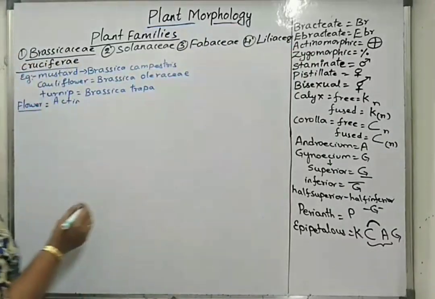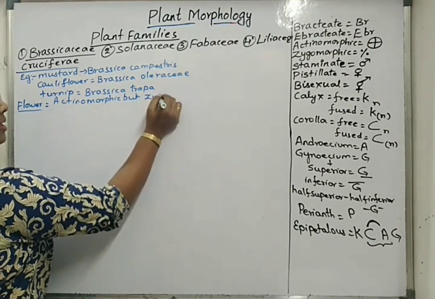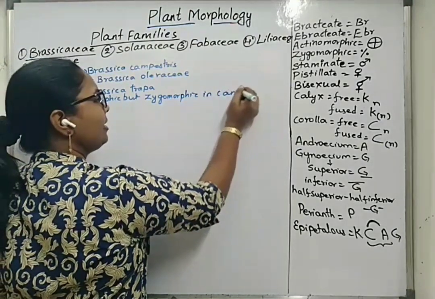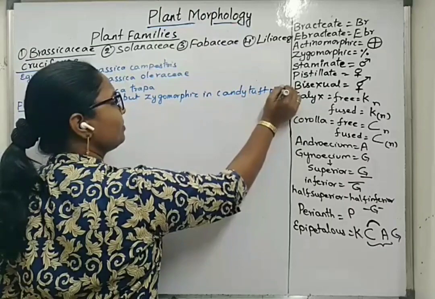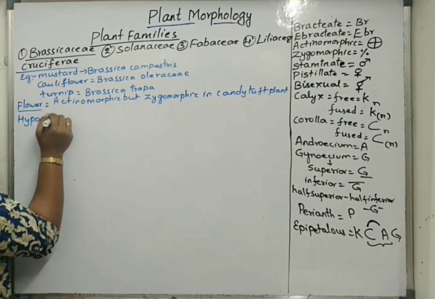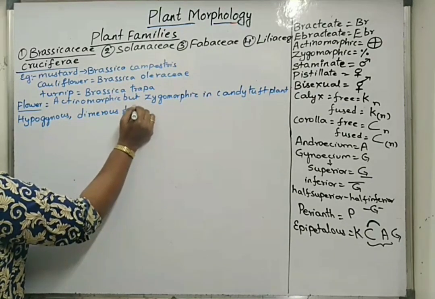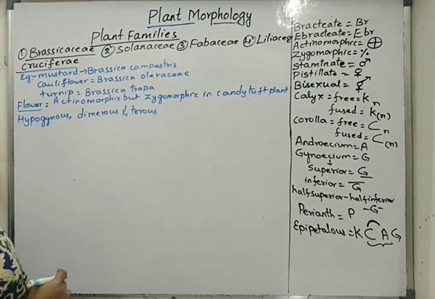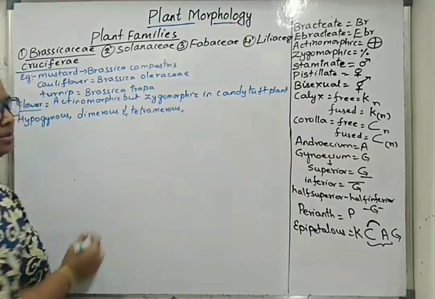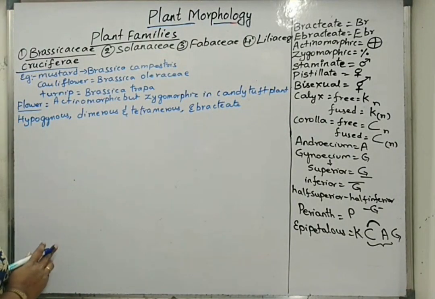Here I have given the terms. Actinomorphic. But the flower is zygomorphic in candytuft plant. Next, the flower is hypogynous, means all the remaining floral parts are below the gynoecium. Next, the flower shows dimerous and tetramerous condition, based on the number and arrangement of petals and sepals. Tetramerous. Next, the flower is ebracteate. We will write the symbols of all these terms when we are writing the floral formula.